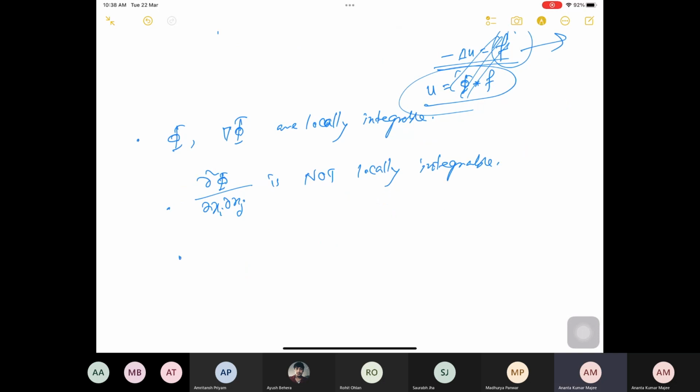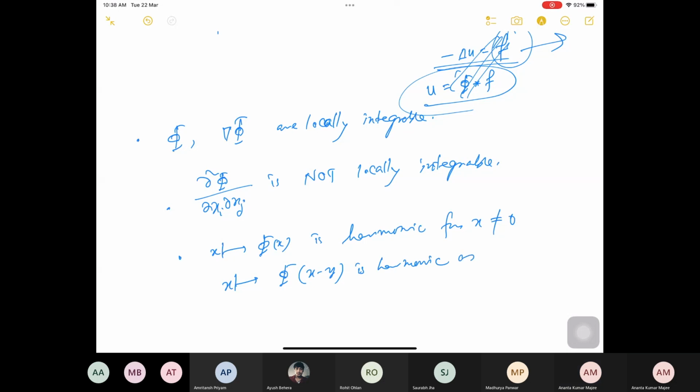But the good thing is that x goes to phi of x, the fundamental solution, is harmonic for x not equal to 0. And that is why, if I consider phi of x minus y as a function of x, it is harmonic as a function of x. That means Laplace in x of phi of x minus y is equal to 0 for x not equal to y. Okay, so for x not equal to y, this is the main important property.